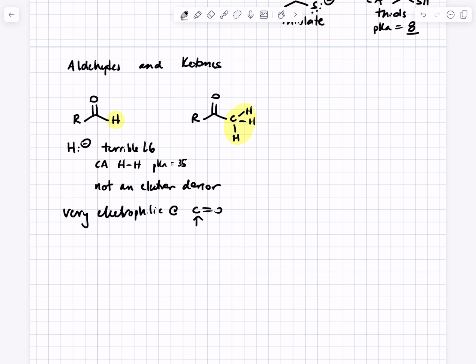Okay, so I told you before, in general, if you've got a poor leaving group, it's a good electron donor. This is the one case where that's not true. Why is it not a good electron donor? It simply doesn't have lone pairs.